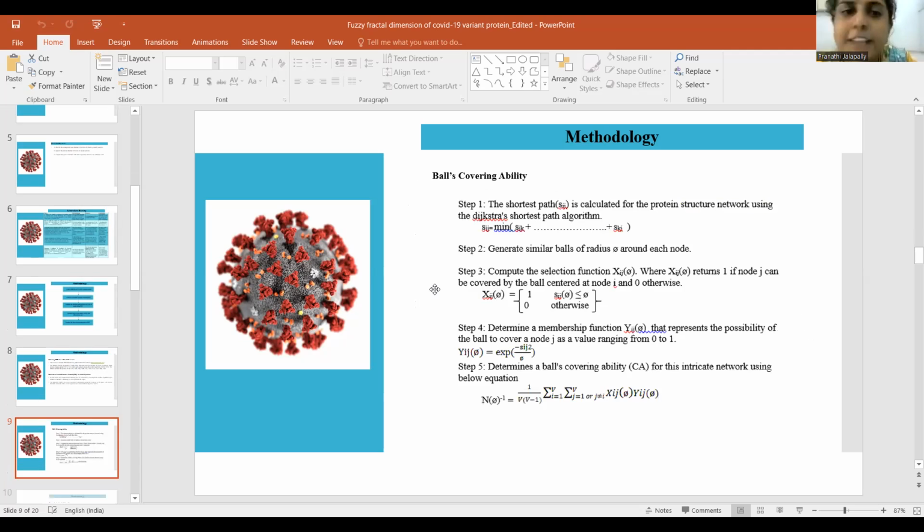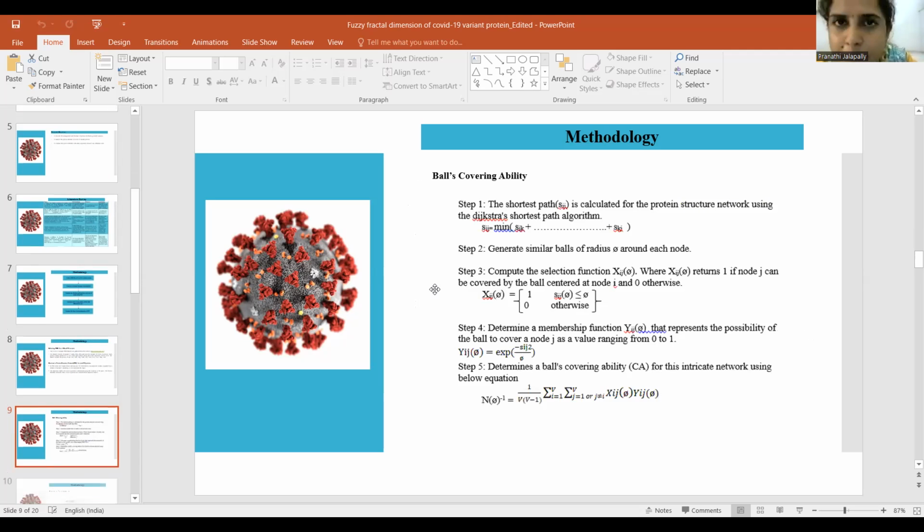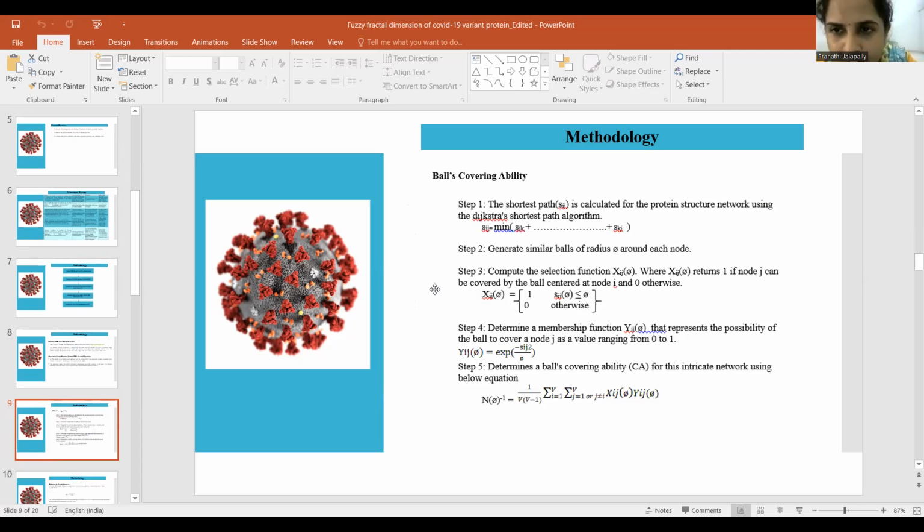Now after the PSN network, we found the covering ability. For that, firstly, we calculated the shortest path for the protein structure network using the Dijkstra shortest path algorithm. Then we generated a similar ball of radius phi around each node. Then we computed the selection function x of ij of phi, where x of ij returns 1 if the node j could be covered by the ball centered at the node i, and 0 otherwise.